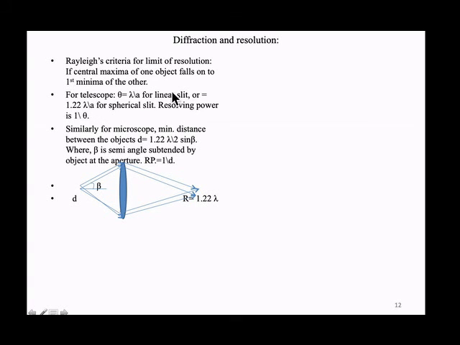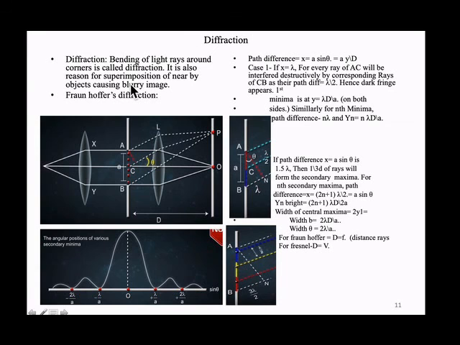So for a clear-cut message, Rayleigh's criterion says that if the central maxima of one object falls onto the first minima of the other. Suppose there are two distant objects. If one object is falling here and another object's ray falls here, then I can see both clearly. So I can see both objects. If it is going before this, I cannot see. There is interference, there is diffraction. I cannot see two objects distinctly. But if it is falling here, I can. So the gap between these should be lambda.